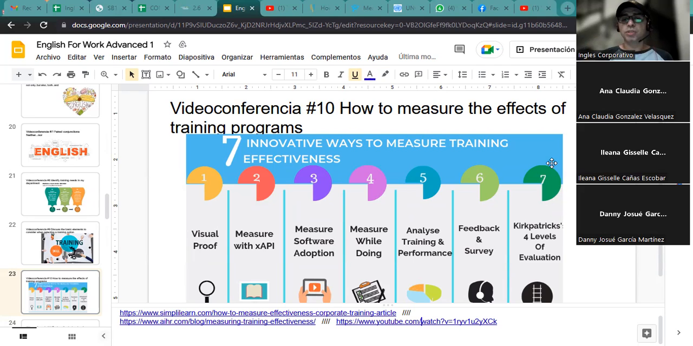I mean, measure what you're doing, and it's possible not only through the training, but also whenever a person is in the process of work, and then you can check if they have adapted the things that you have taught, right? Good. Number five, analyze training and performance. What do you understand on this?